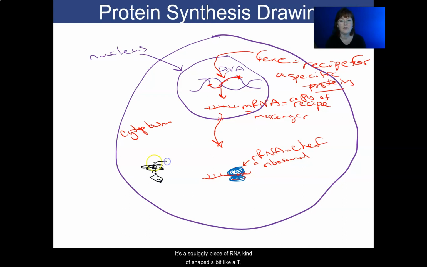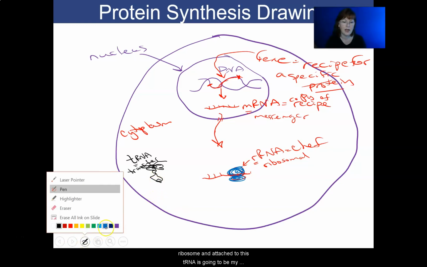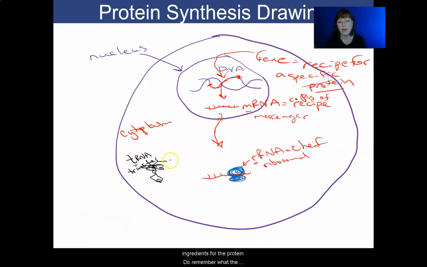He's a squiggly piece of RNA, kind of shaped a bit like a T. And the tRNA stands for transfer because he's going to transfer the ingredients to the ribosome. And attached to this tRNA is going to be my ingredients for the protein. Do you remember what the ingredients to a protein are from macromolecules or organic molecules? These are amino acids. Each amino acid has its own special tRNA molecule.